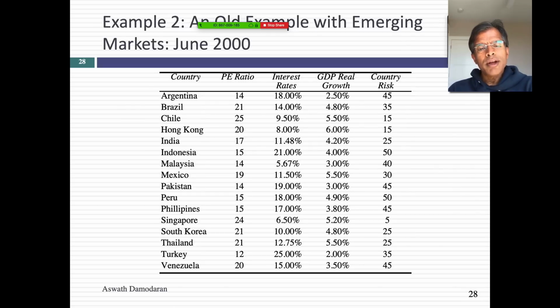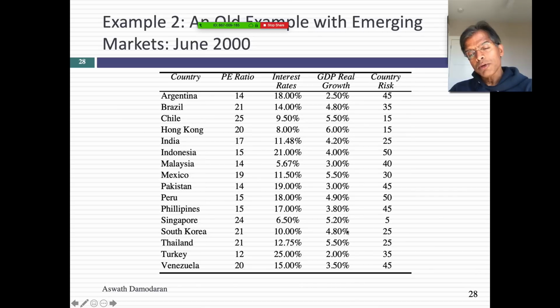I pulled up the P/E ratios for about 15 emerging markets. So you can see the P/E ratios in the second column. And I also pulled up numbers on interest rates, real growth, and country risk. Again, I'm going to give you some insight into why this matters. So holding all else constant, as interest rates go up in a country, what should happen to the P/E ratio? Think about it. One of the inputs in the P/E ratio is the cost of equity, right? As interest rates rise, the cost of equity goes up. As the cost of equity goes up, the P/E ratio should go down. So higher interest rates should translate into lower P/E ratios. What about growth?